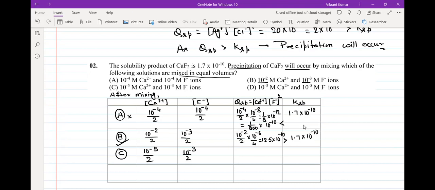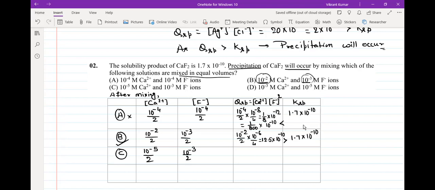Is it okay? Clear ना. देखो ना, 10 raised to minus 2 is the highest concentration of Ca2 plus out of all these cases, and 10 raised to minus 3 is also highest for F minus. So अगर एक जगह Q greater than K आने वाला है ना, तो वो that will be B option only. उसके बिना तो होगा ही नहीं, बाकी तो हो ही नहीं सकता फिर.